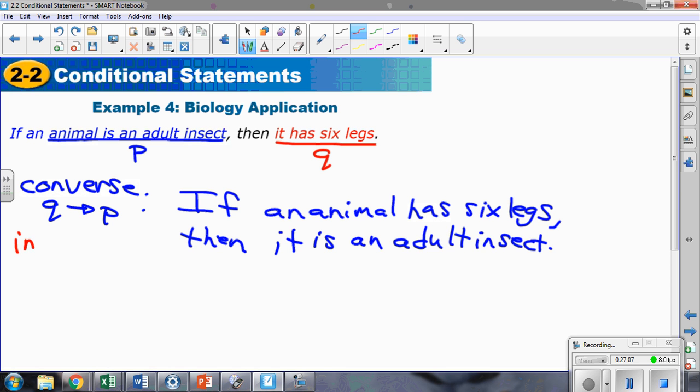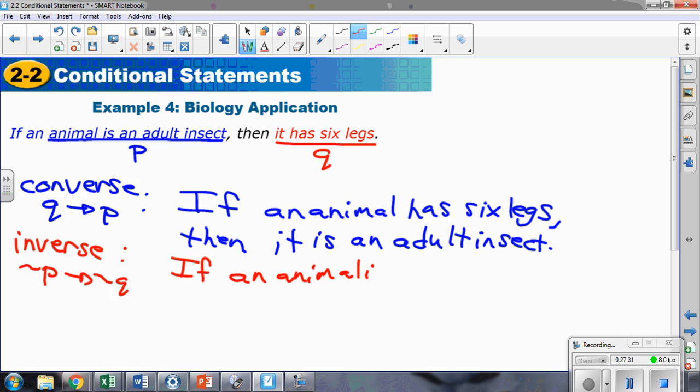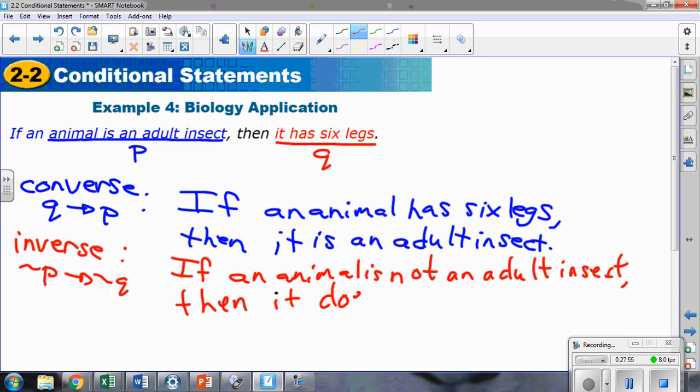Now we'll continue to the inverse. The inverse has the structure not P implies not Q. And so this is one where we'll say if, but we need to have the negation of P. An animal is not an adult insect. Then, so we've written out not P. Now we need the negation of Q. It does not have 6 legs. This piece in red is our inverse.